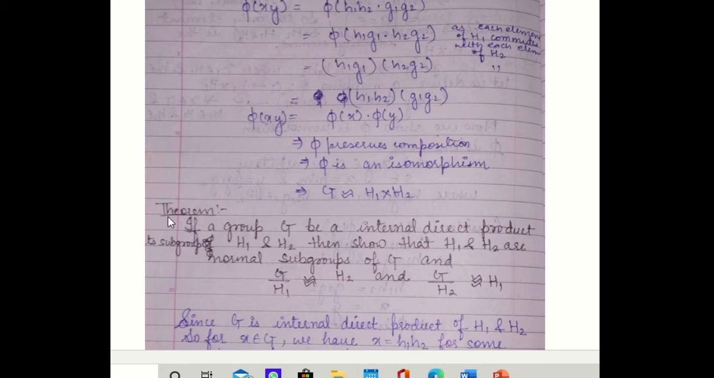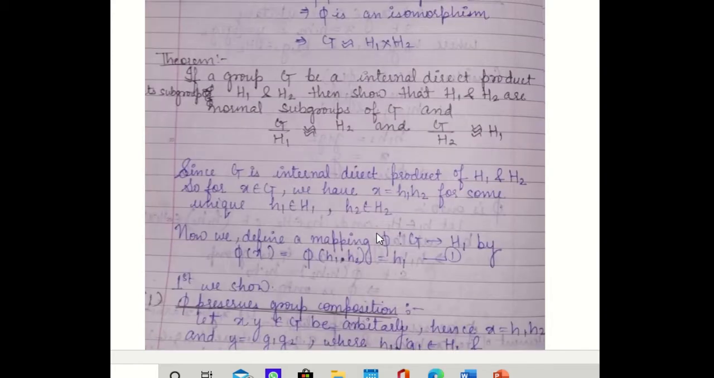Now, to prove the second theorem, which says that if a group G is the internal direct product of subgroups H1 and H2, then you have to show that H1 and H2 are normal subgroups of G, and that the quotient groups G upon H1 is isomorphic to the second group H2, and G upon H2 is isomorphic to H1. So first of all, we are going to show that if G is the internal direct product of two subgroups H1 and H2, then H1 and H2 are normal subgroups.